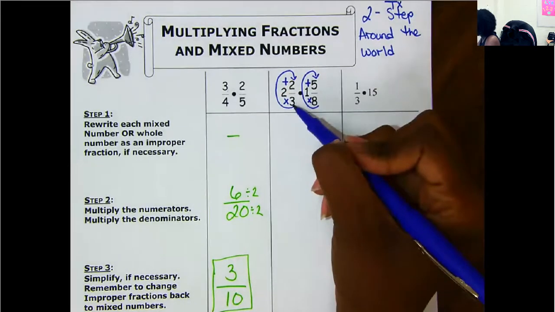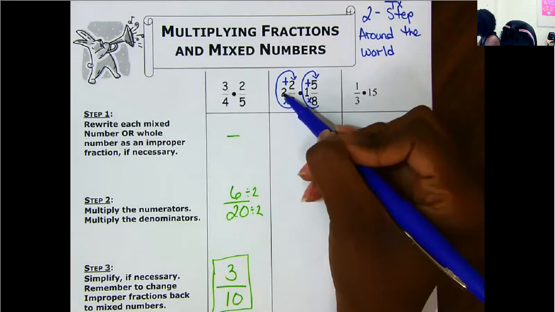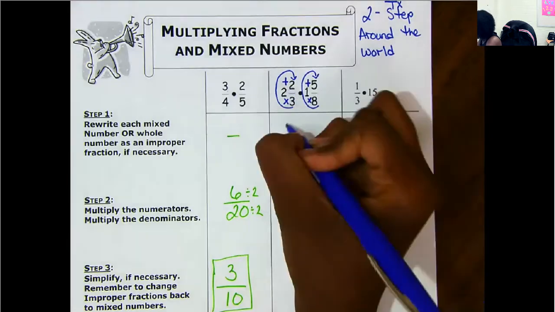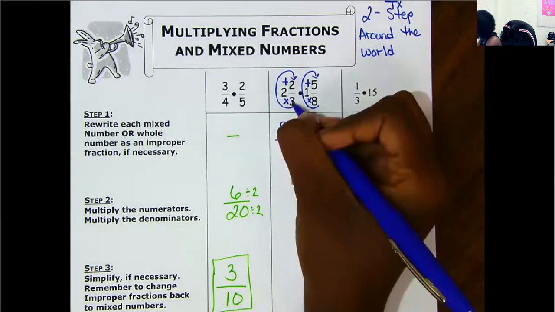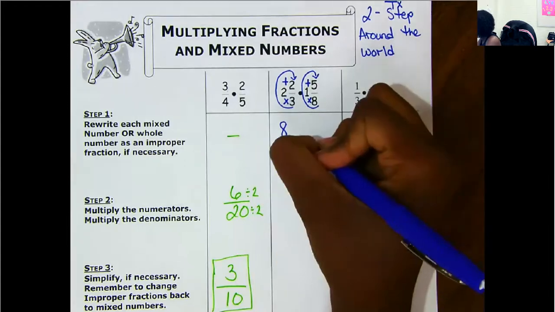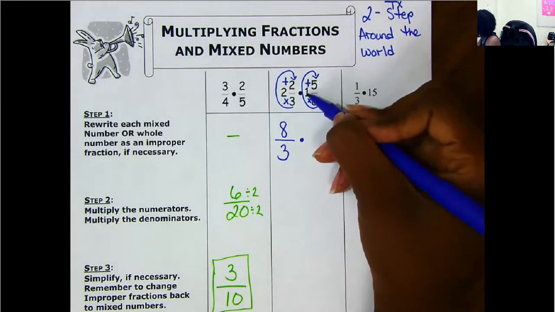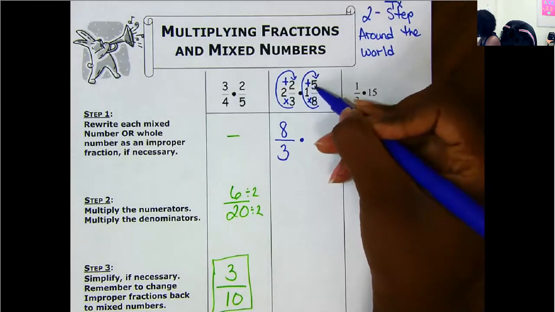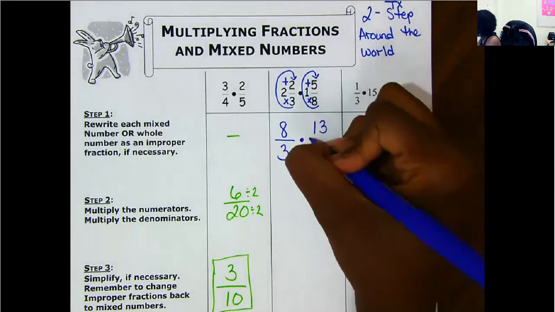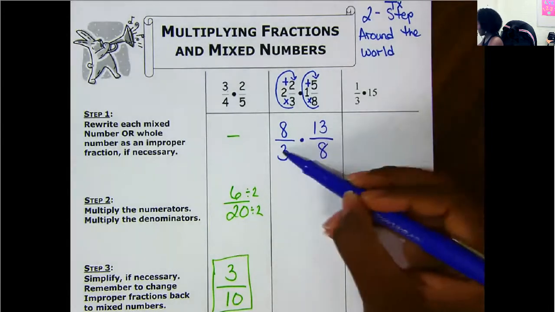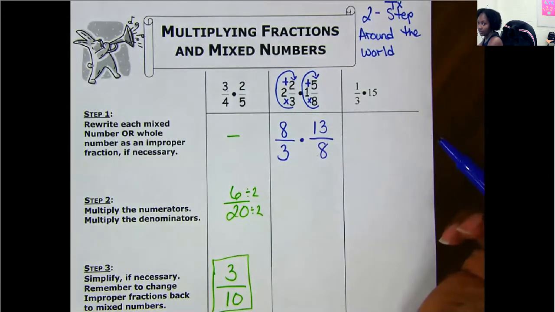So we're going to first start with our denominator. 3 times 2, which is 6, plus 2 would give us 8. So I'm going to put an 8, and I'm going to keep my same denominator. Now I'm going to do over here. 8 times 1 is 8, plus 5 is 13. I'm going to keep my denominator. Okay, now I have improper fractions.